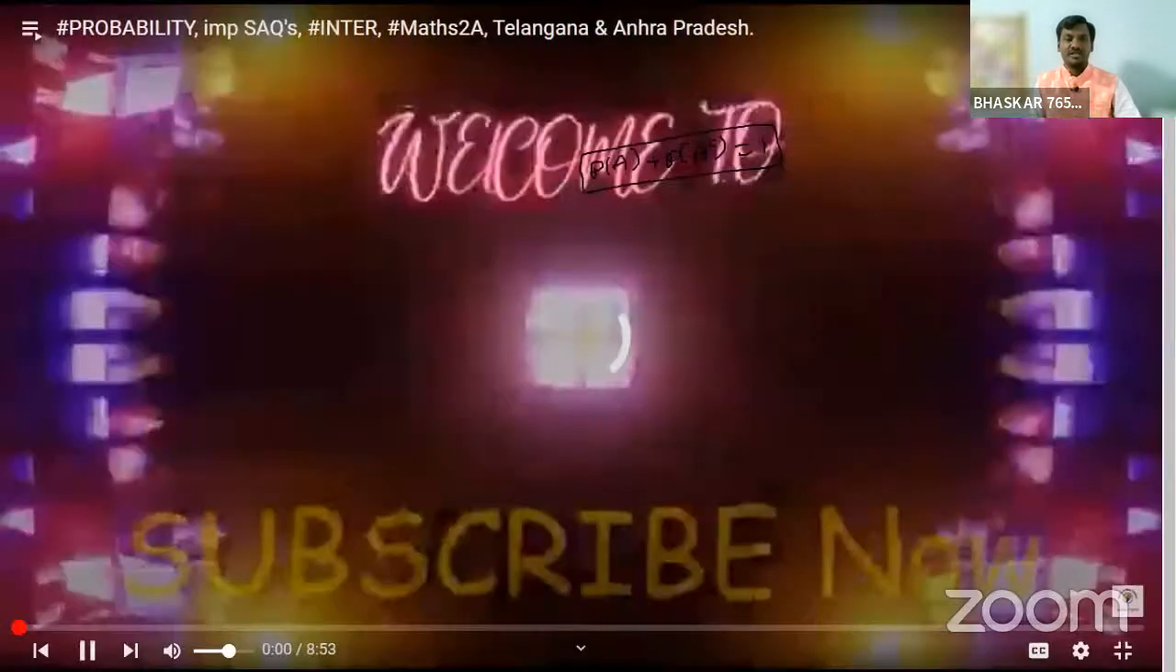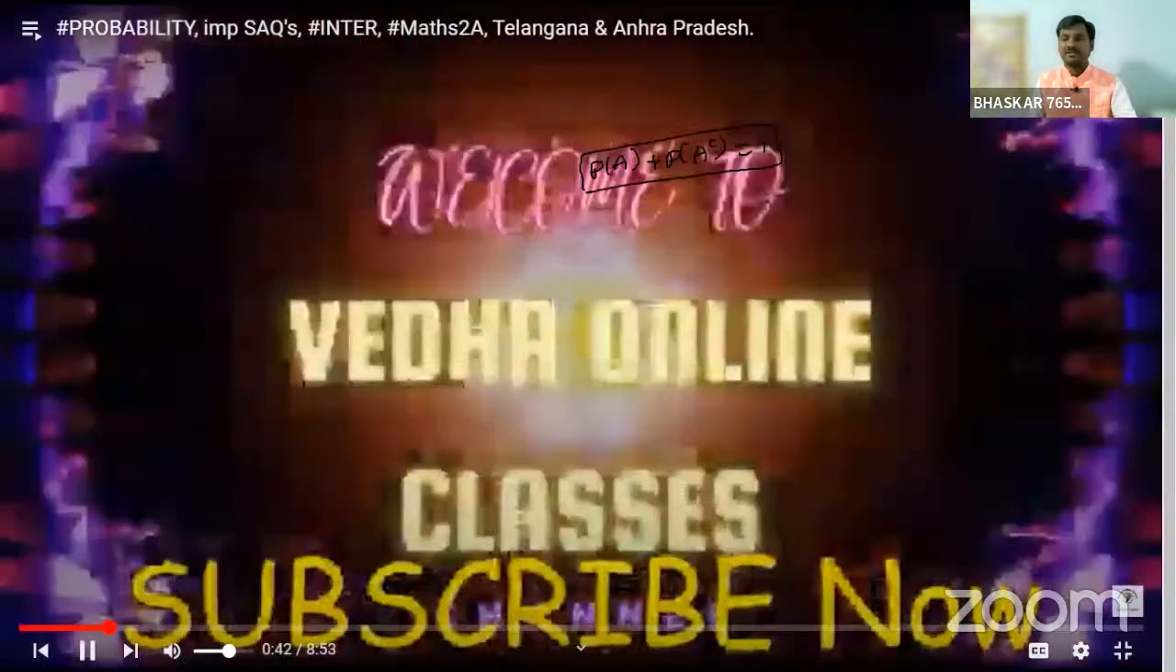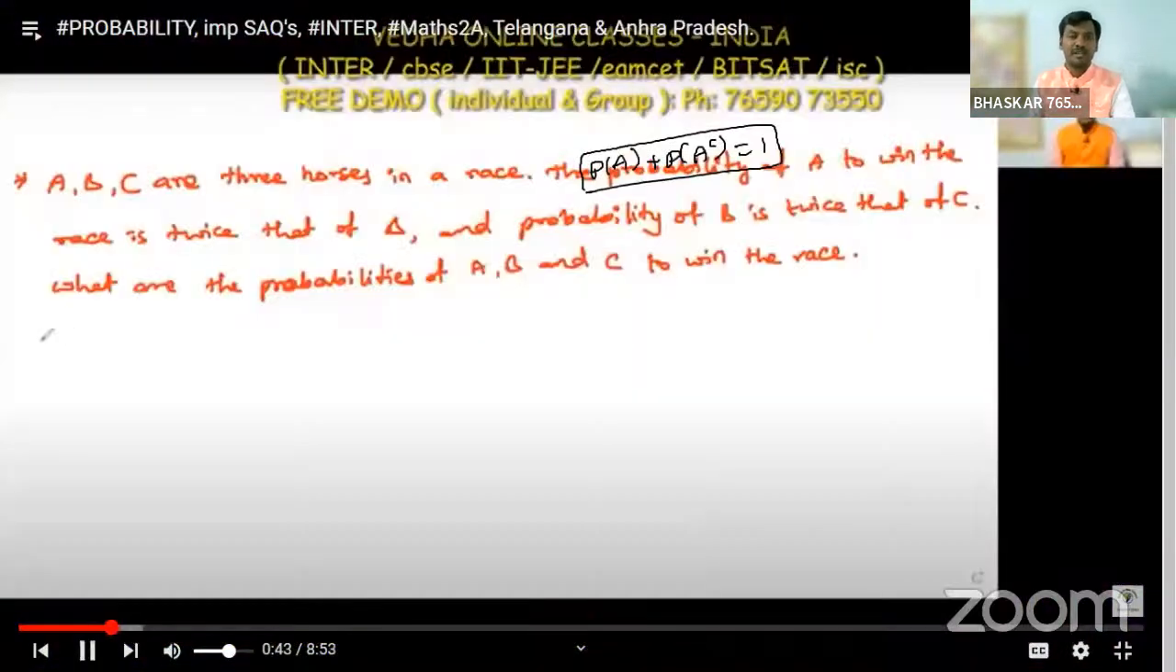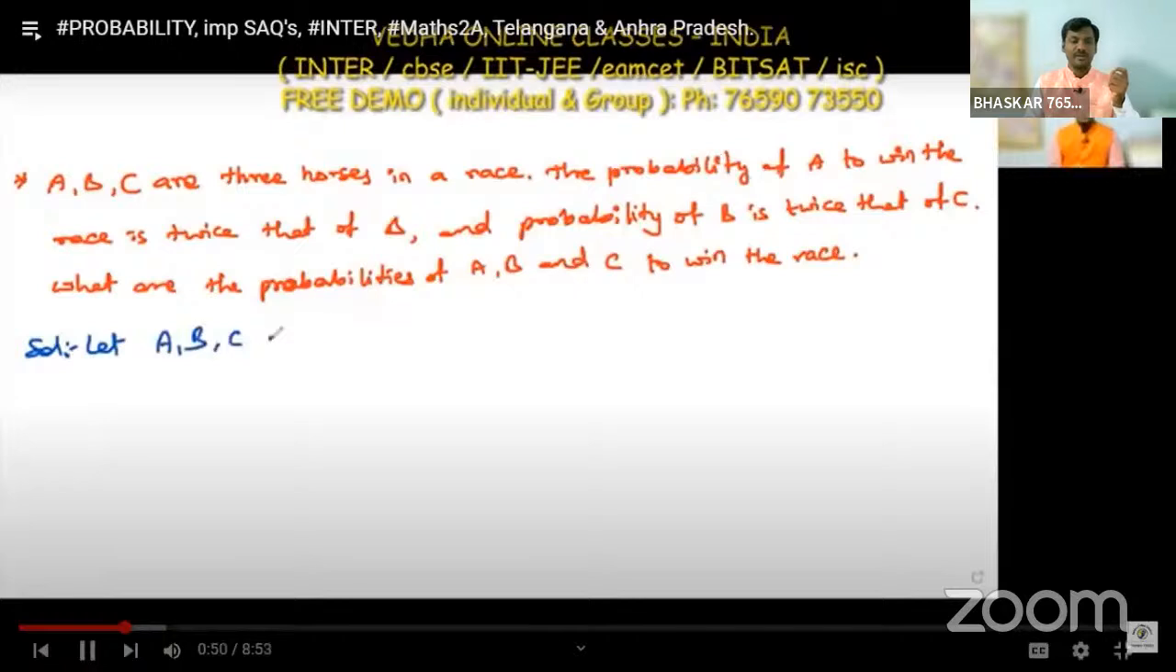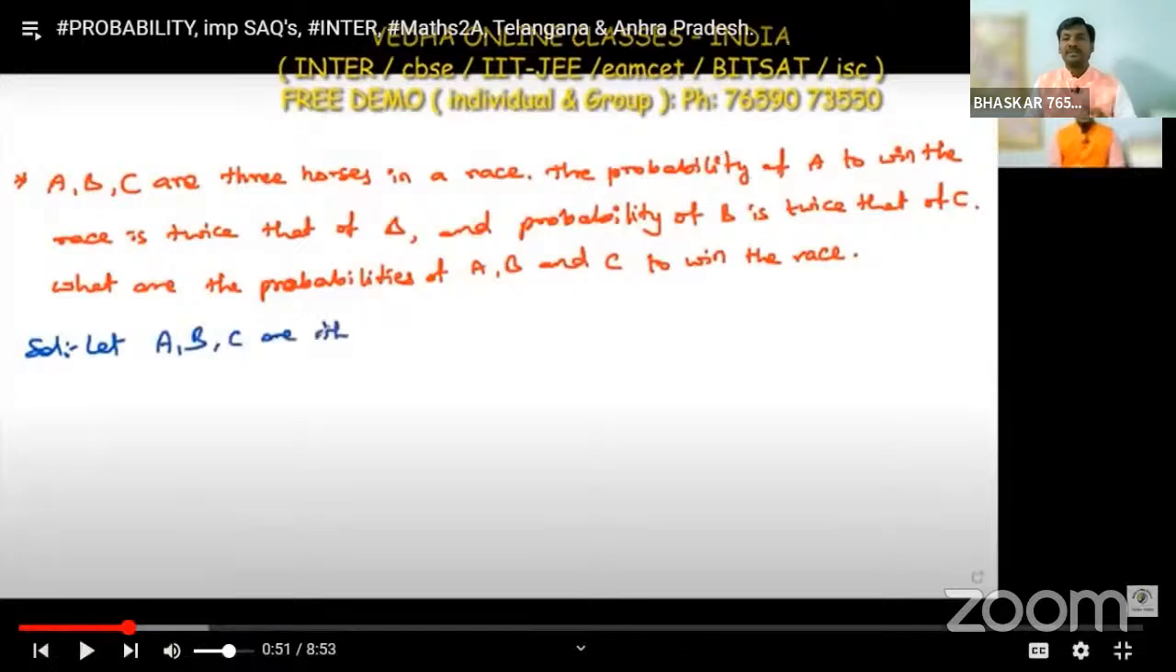This question is also from probability. I am taking one of the most important questions. A, B, C are 3 horses in a race. The probability of A to win the race is twice that of B, and the probability of B is twice that of C. What are the probabilities of A, B, and C to win the race?